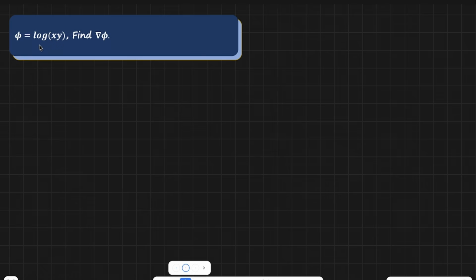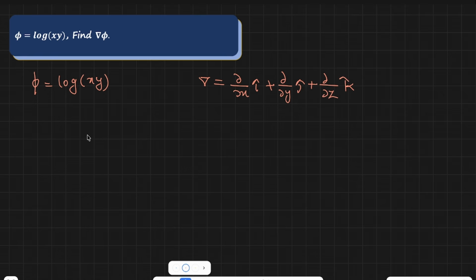Now let's come to the next question. Let's say I have this question, log of x into y. How to deal with this question to find del phi? It is nothing but finding the derivatives. So let's say phi is equal to log of x into y. Now here there is no z. Del is dou by dou x i cap, dou by dou y j cap. This is in 2D. If it is in 3D, then dou by dou z k cap.